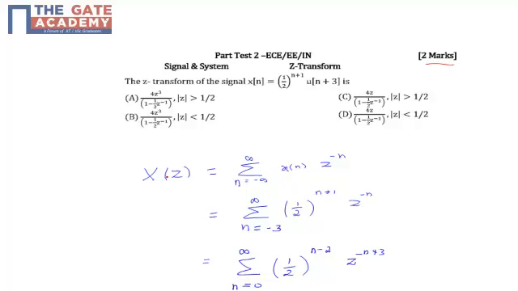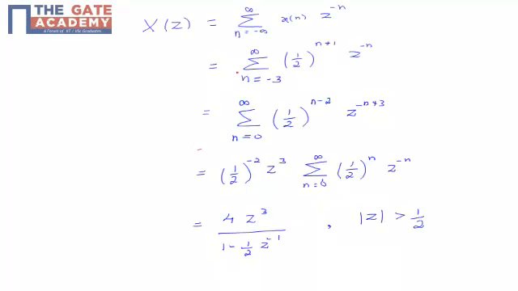We know that X of z is equal to the summation from n equal to minus infinity to infinity of x of n times z raised to minus n. However, here we are given u of n plus 3. So over here my n would vary from minus 3 to infinity, and replacing x of n with (1/2)^(n+1), this is the same as z raised to minus n. Fine. Now what we will do is replace this n by n minus 3.